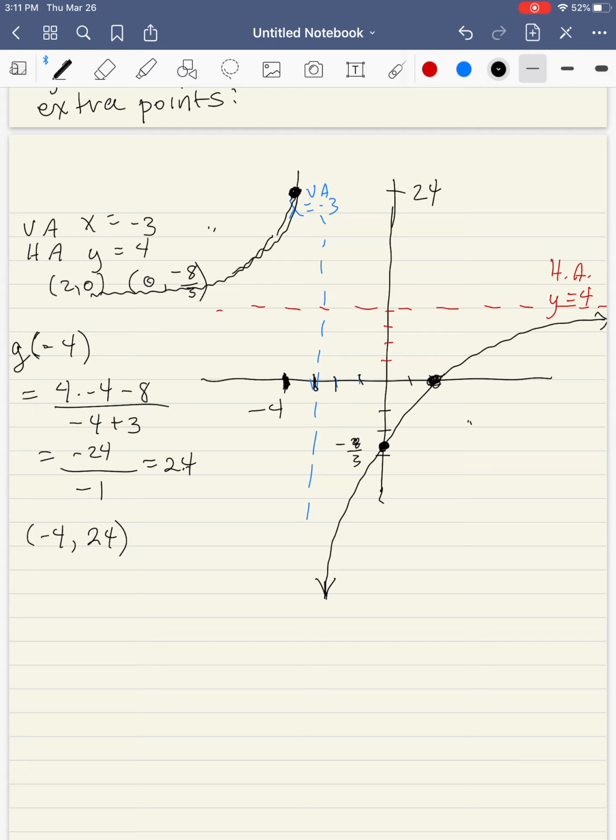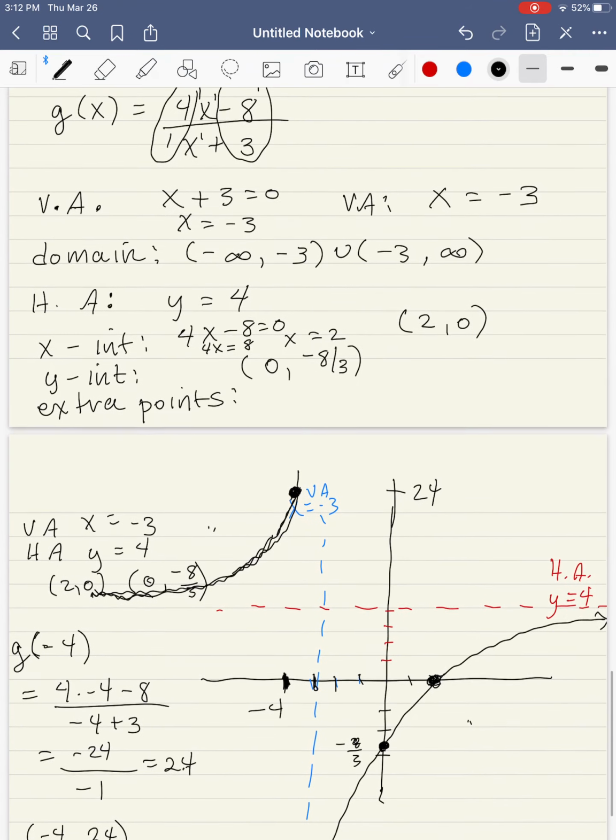And I do apologize for how squiggly these lines are. For some reason, my hand shakes really bad with the Apple Pencil. So just assume that that's a nice, smooth curve there. And you can see what our graph looks like.